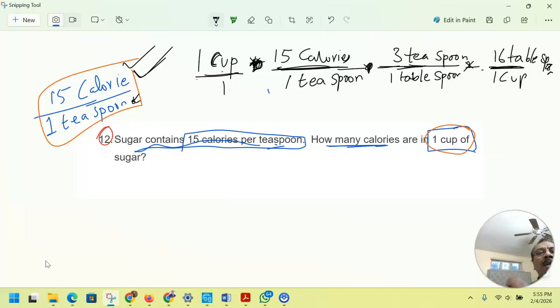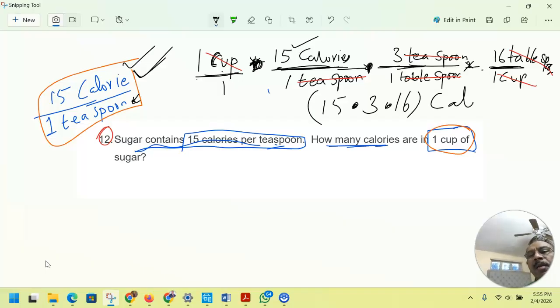Okay. Now we can cross out this cup and this cup. This tablespoon and this tablespoon cross out. This teaspoon and this teaspoon. And what I'm left with is 15 times 3 times 16, and the answer that you get is in calories.